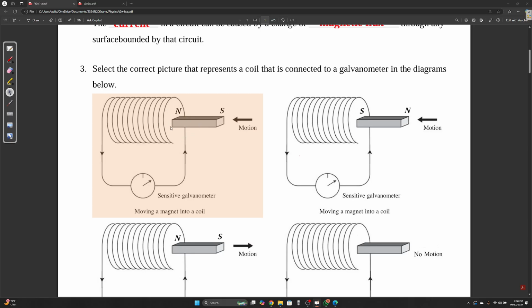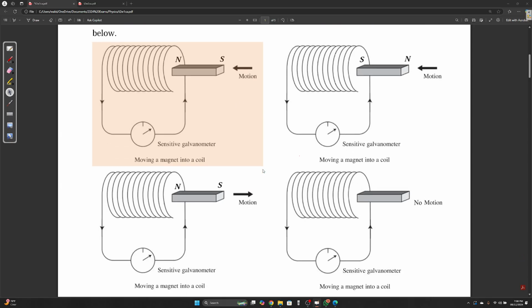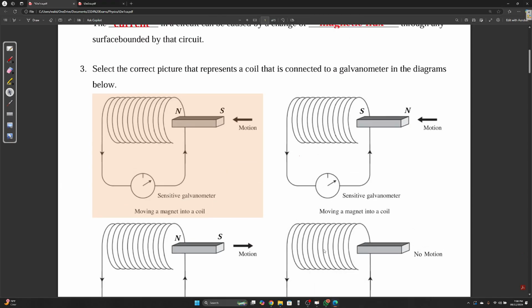By the way, if you try this experiment with a coil and a magnet, and you try putting the magnet through the coil, there's going to be a lot of resistance. You actually need to put in a force. That is due to Lenz's law, because the induced current will oppose the flux.